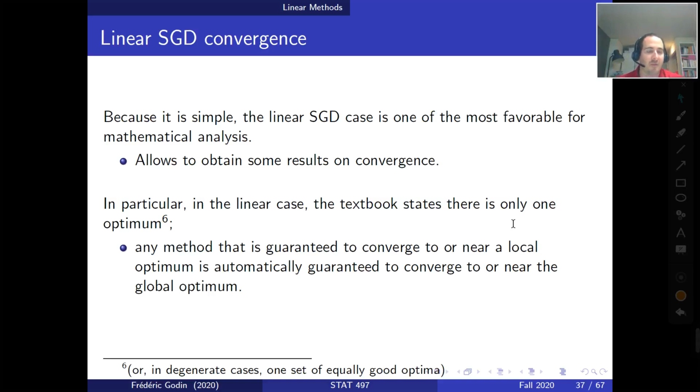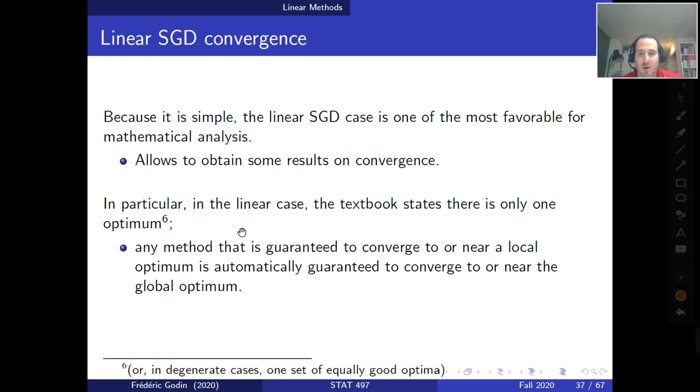Well, if we have linear approximations, it can be shown that there's a single optimum. So if you fall into a local optimum, then you must be in the global optimum. This is very interesting because it says that you cannot find wrong local minimums. If you end up in a minimum, then you know you're in the best possible one.